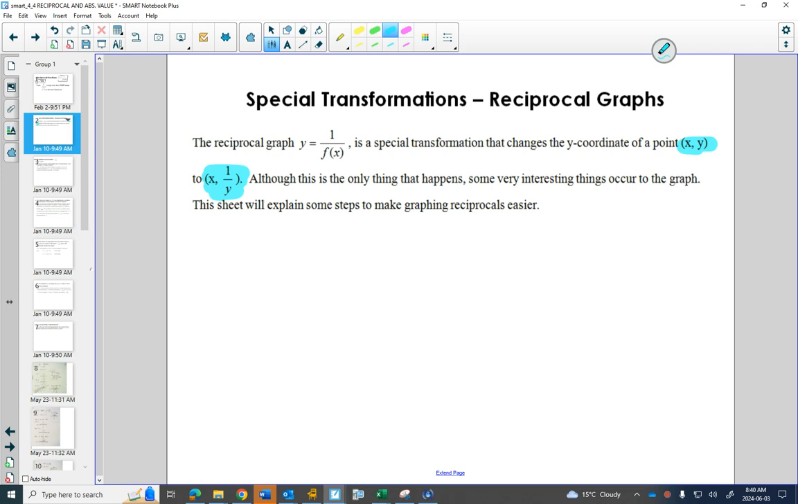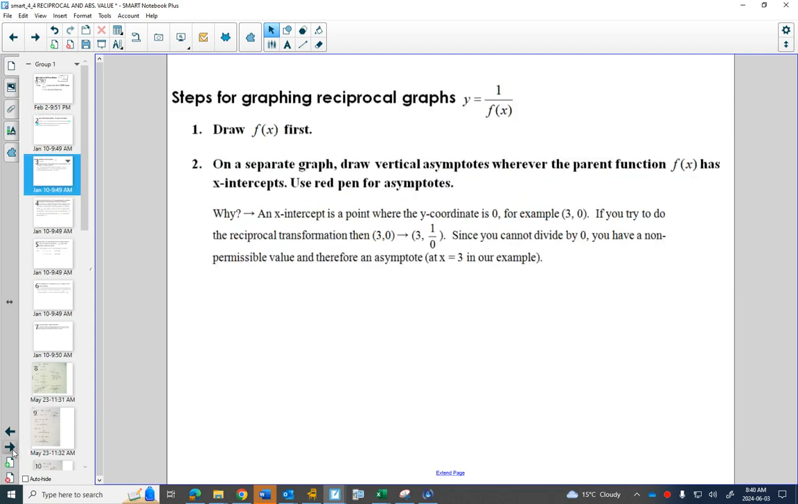And that's the only rule, and I can tell you that rule, we could be done right now, but the graphs turn out really weird as a result. So there's some characteristics that we need to look at. What happens if the only thing you do is change y to 1 over y? What happens to the graphs? Well, we have a couple of things here to look at.